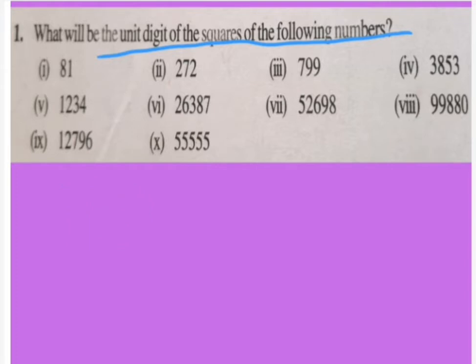Okay. So there are so many big numbers. Don't worry, we are not going to square those numbers. Without squaring, we can tell what will be the unit place of the square. Whenever you are finding the unit place of any number's square, just consider the unit place of the given number. For example, our first question is 81, right? 81's unit place is 1, isn't it? So just square this unit place, that is enough.